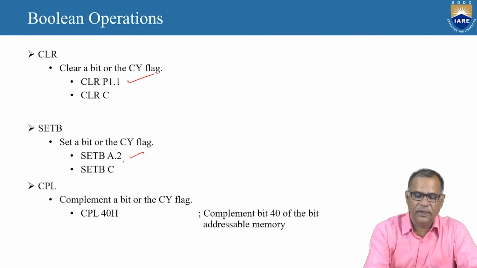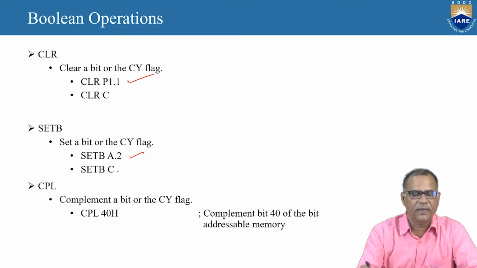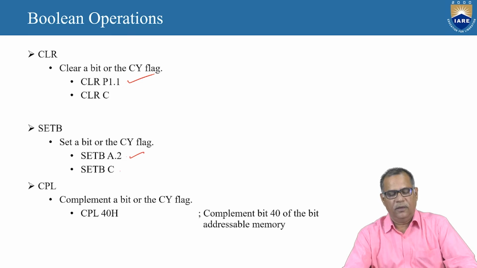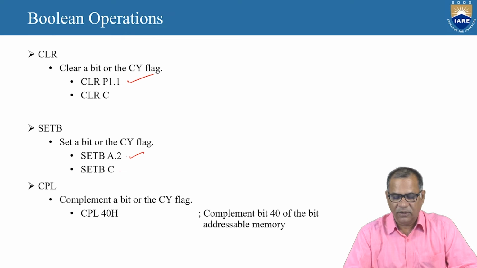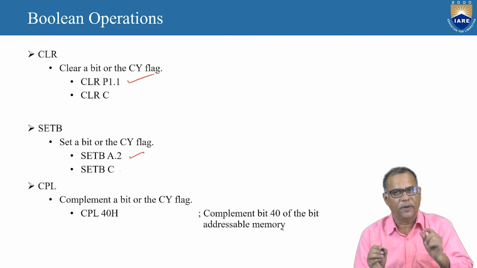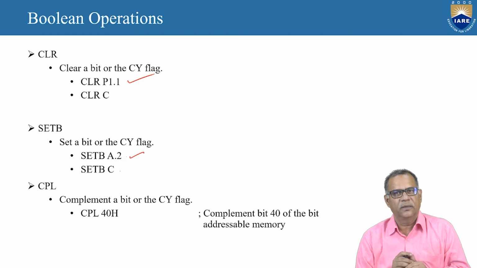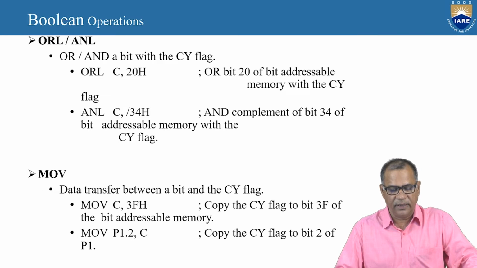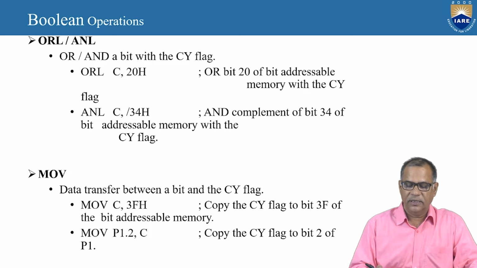So here the accumulator, the third bit is made 1, and here the carry flag is made 1. CPL 40H, so complement the bit or the carry flag. CPL 40H complements bit 40 of the bit addressable memory, so that particular one bit only is complemented. Next, other Boolean operations are ORL and ANL. ORL is for ORing, and ANL is for ANDing.